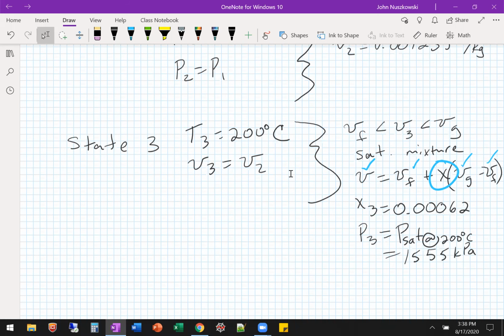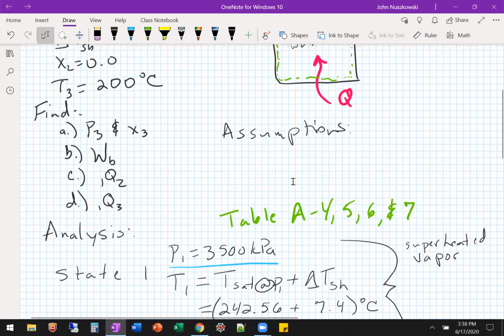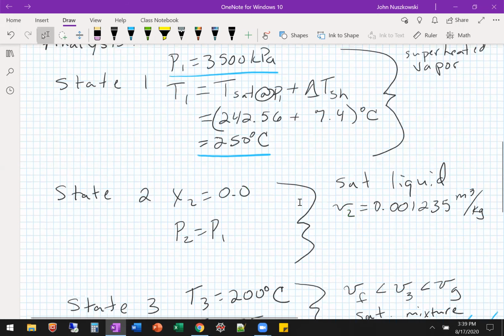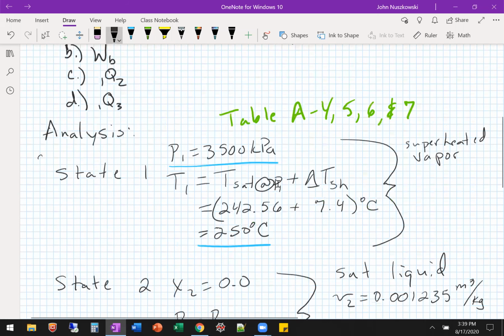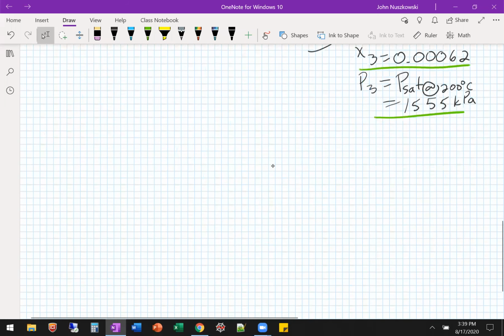Okay, so now we've solved for the quality and pressure at state 3, which was what was asked for up here. So we've got part A down. Part B was the boundary work, which was mentioned. We could have stopped and solved for that, right? So we have boundary work.